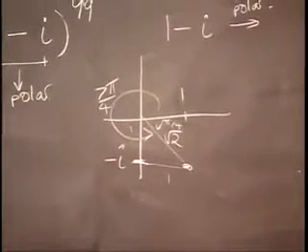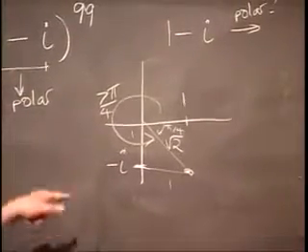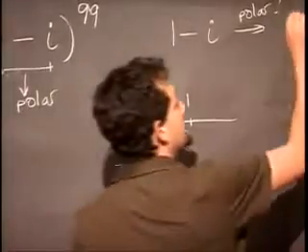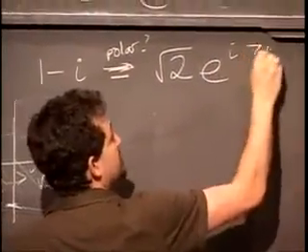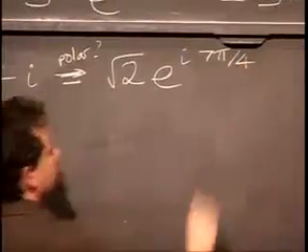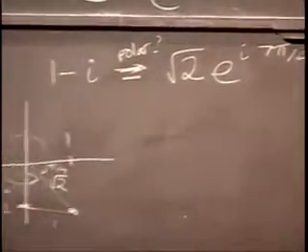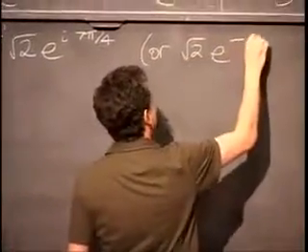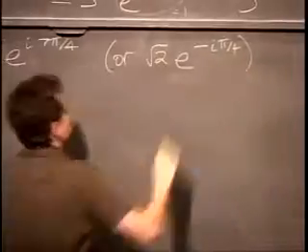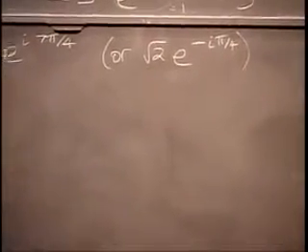You can just see it, that the angle is 7 pi over 4. So it's root 2 e to the i 7 pi over 4. By all means, use the formulas if you prefer. You should get the same answer. You could also write, and it would be completely legitimate to write this, e to the minus i pi over 4. But I'm going to solve the problem using this.